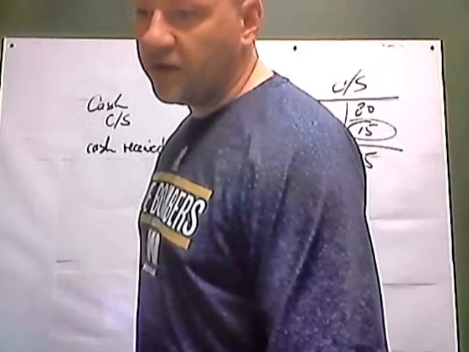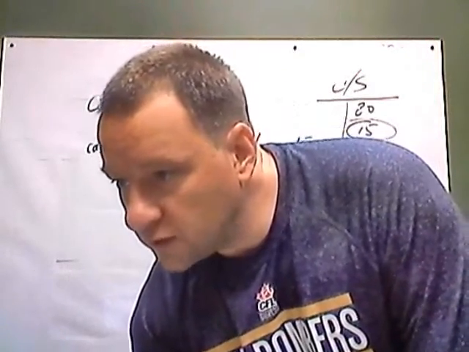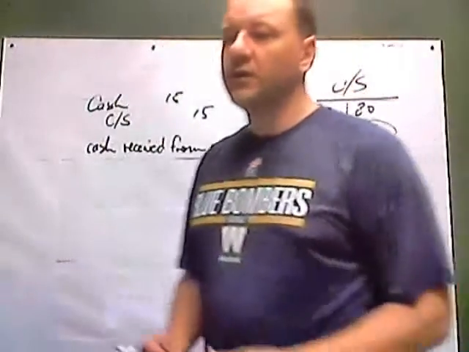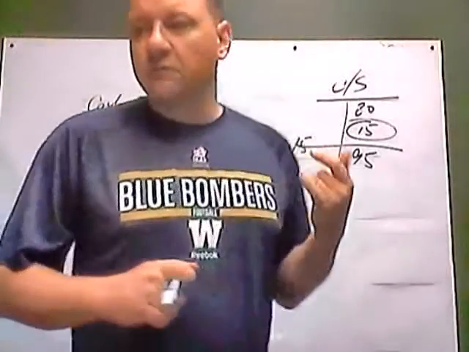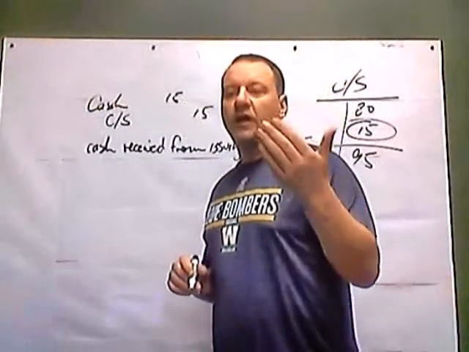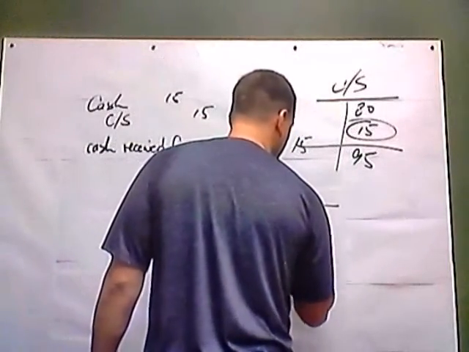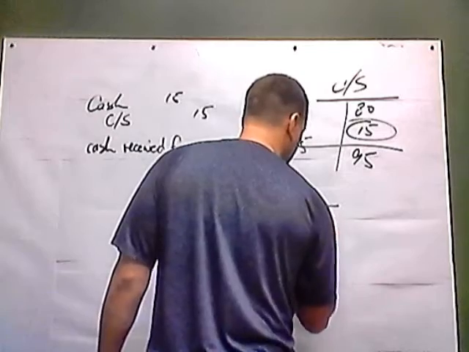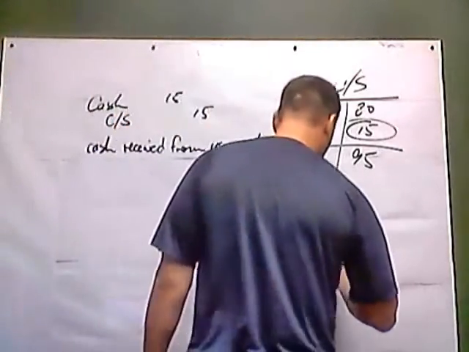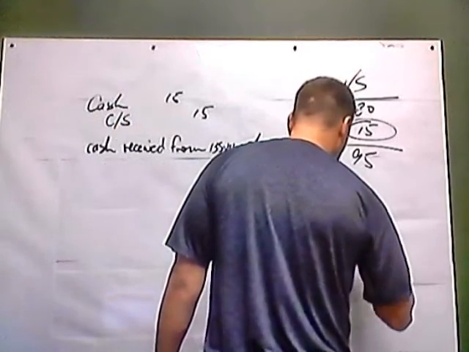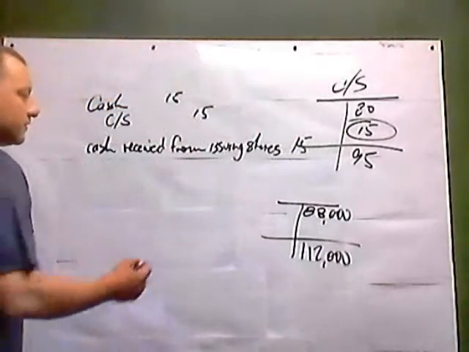Now, you might have had a situation where you're looking at your retained earnings. So your retained earnings, let's just say, went from 88,000 to 112,000. Somewhere in there it went up. So let's look at our retained earnings.